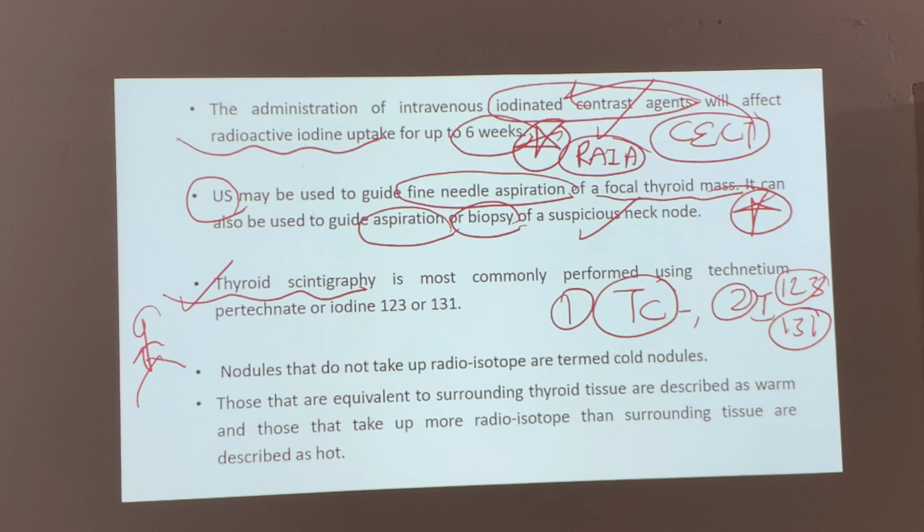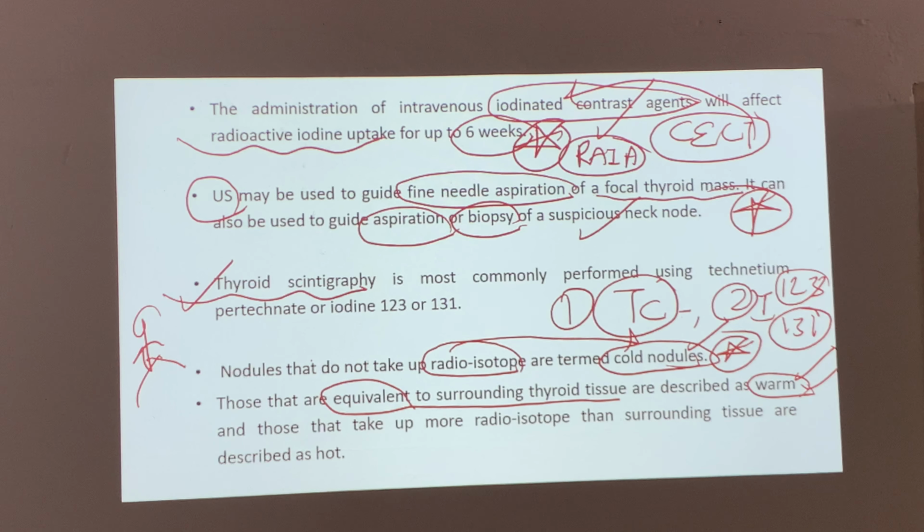So when you take a person, as you could see in this, nodules that cannot take up radioactive iodine can be termed as cold nodules. Those which are equivalent to the surrounding tissues are warm. When some person comes to your home, you are welcoming them warm-heartedly, so they are equivalent to us, you think like that. So cold nodules are something which are more dangerous, warm are okay, and those which take up more radioisotope can be described as hot.